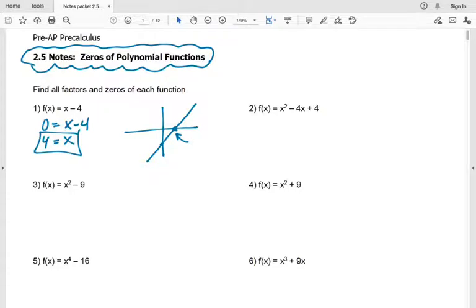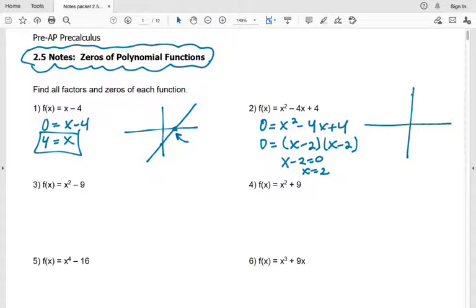All right, on the next one, this is a quadratic, which means it's a U shape. If I set the y equal to 0 and then factor, I get x minus 2 times x minus 2. We've got the same factor, so we solve for x and we get x equals 2. And because we've got the same factor twice, that means it's going to bounce at that x-intercept. It's just a U shape that looks like this, where it has an x-intercept right there at 2.